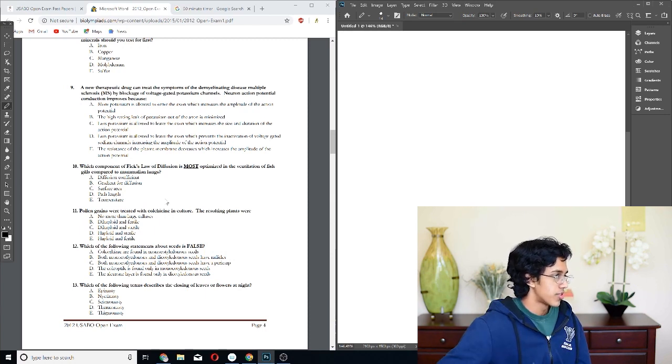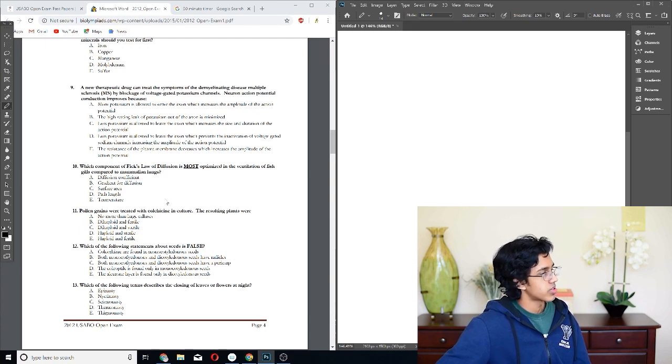So diffusion coefficient, gradient for diffusion, surface area. Okay, so I'm pretty sure we have comparable surface area, because we have plenty of surface. Oh, I guess we might not have as much. So E is for sure not right. D, no. Okay, it might be surface area. Diffusion coefficient, no, I'm doubting that. And then gradient. I think we're gonna go with C actually, in fact.